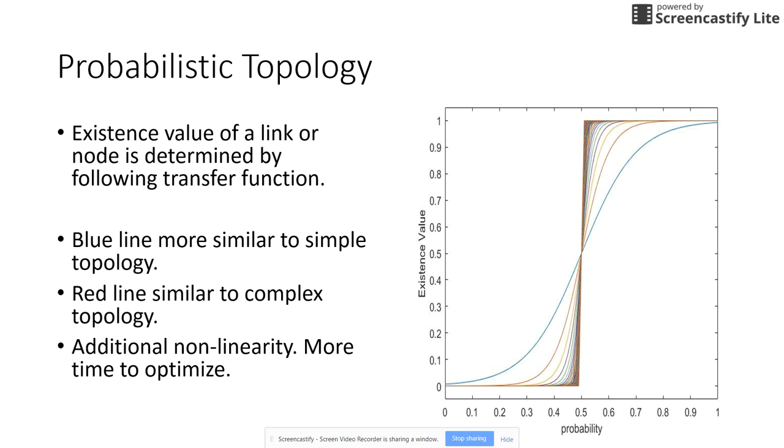The existence value, the value that determines whether the link is present or not, is determined by the following transfer function. You can see that when the probability is 1, the link is actually present, and when the probability is 0, the link is not present. The existence is determined by a smoothing factor. Based on the smoothing factor, it can be very discrete to very continuous. But the disadvantage again is that it creates additional non-linearity, so more time to optimize.